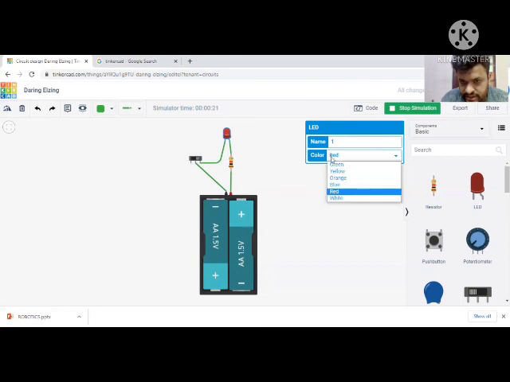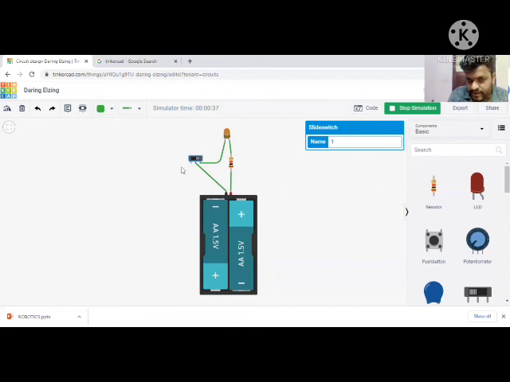I'll show you one thing again. Green. Now it is on. Now it is off. On, off. I'll show you another color. One second. Orange. We can take orange. You can see that. Now it is off. Yeah, it is on. And now it is off.